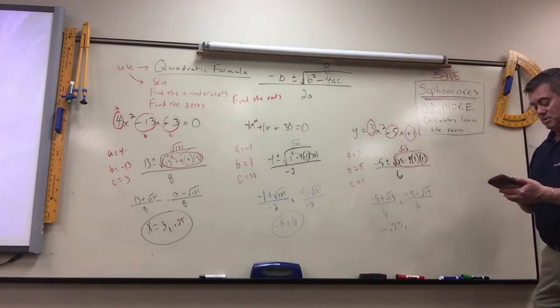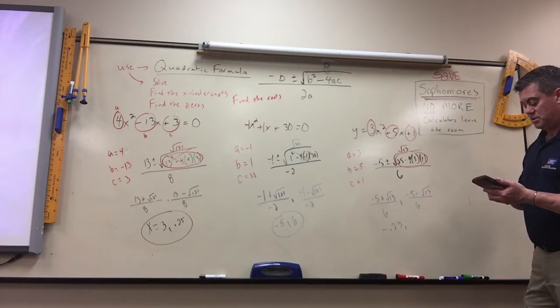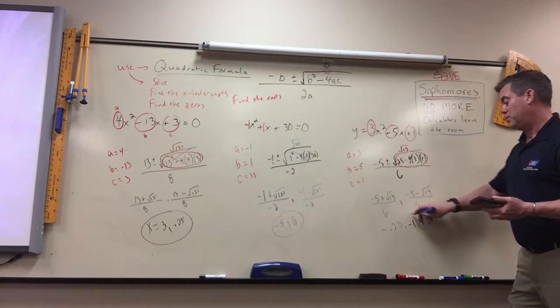Okay, then here, -5 minus the square root of 13. Press equals, and then divide by 6. That's -1.43, yep.